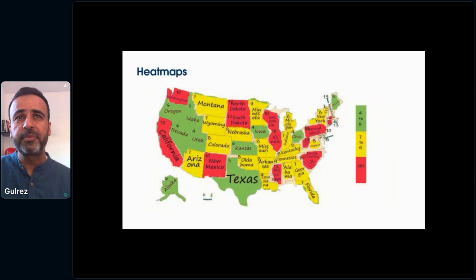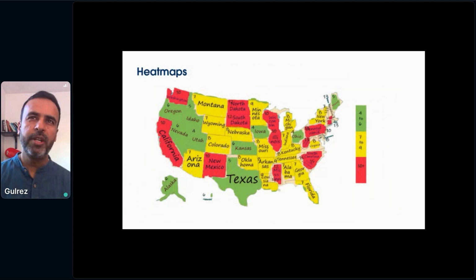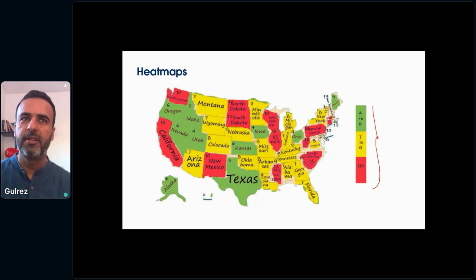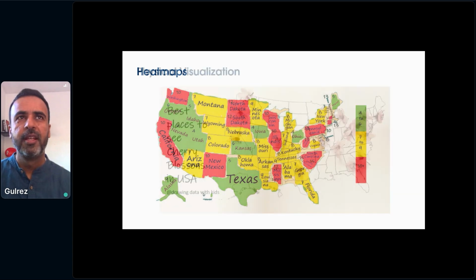Heat maps. So here you've got different states, and I wanted to teach them heat maps, but again, how can I make it simple? I just said count the number of letters for each state, and here you've got the legend according to which we will color the different states. And now you can see these red states which have more than 10 letters.